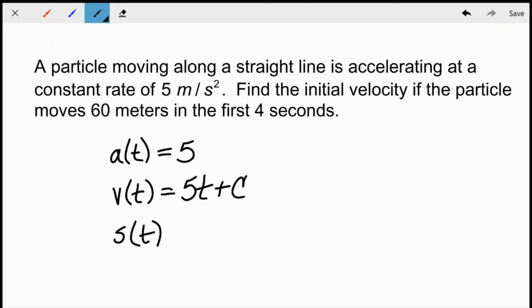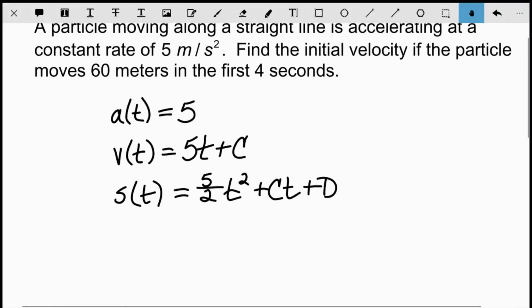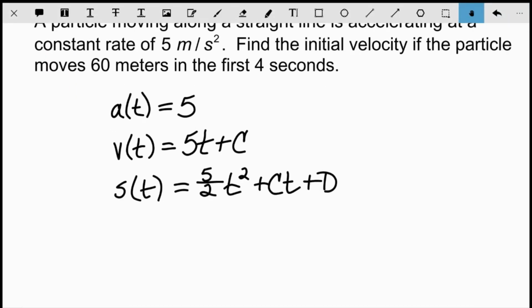And my position function would be the antiderivative here, 5 halves t squared plus ct plus d. And remember, with these constants, you can use C1, C2, you can use whatever you want. The main thing is make sure you're distinguishing between the first arbitrary constant and the second arbitrary constant. Now, notice they gave me a point in time here. They told me that the particle moves 60 meters in the first 4 seconds. Well, that gives me 1 point in time, but I have 2 unknowns.